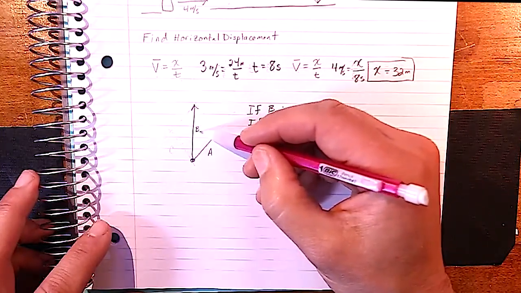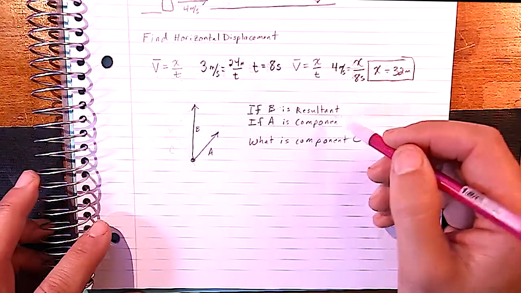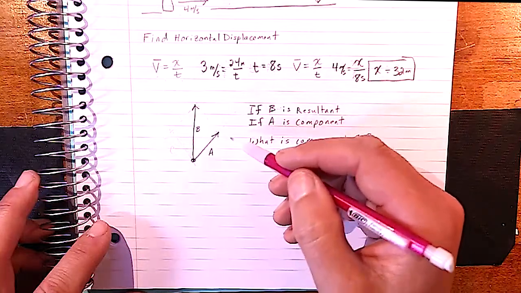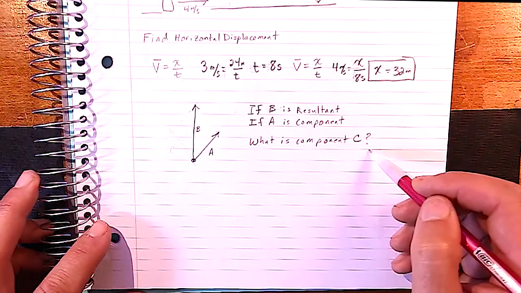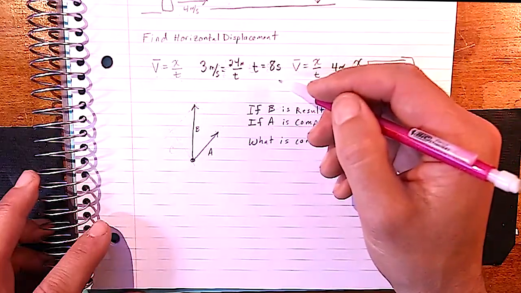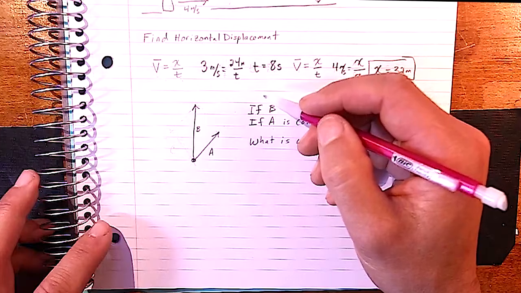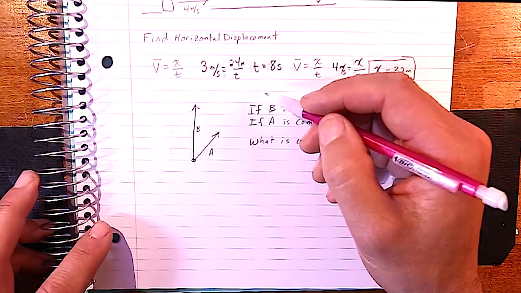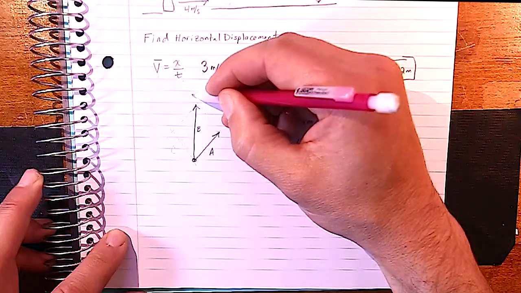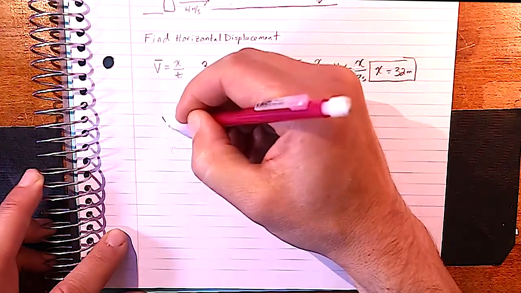Here's a tricky little question. What if we're given the resultant? So B is our resultant in this case, and A is our component. What other component, component C, would have to be acting on it so that B would be our resultant? Now these aren't at right angles to each other. So instead of drawing a rectangle, we draw a parallelogram. So I'm going to draw a parallelogram like this.